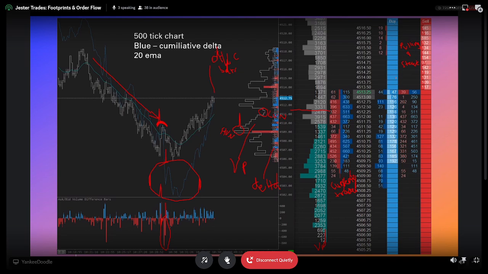It's much weaker. They're pulling offers, as far as the pulling and stacking goes. There is liquidity up there, but they're not adding to it. They're not trying to stuff the move or anything like that.